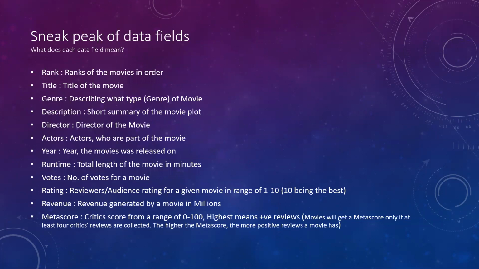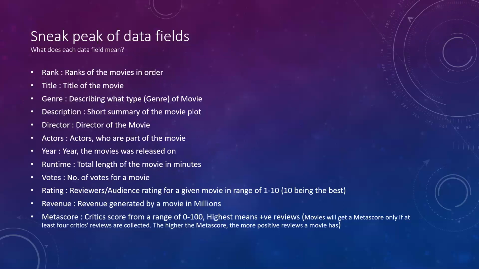These are the various data fields that we have in our data set: rank, title, genre, description, and various other information related to a movie. The one difference I would like to highlight is between the votes and the metascore. Votes are given by the general audience or public, whereas a metascore is given by critics. Critics can give a metascore in the range of 0 to 100, 100 being the highest. A high metascore basically means it's a positive review for a given movie.